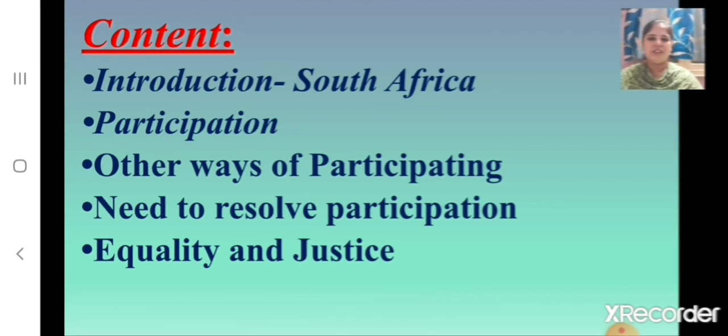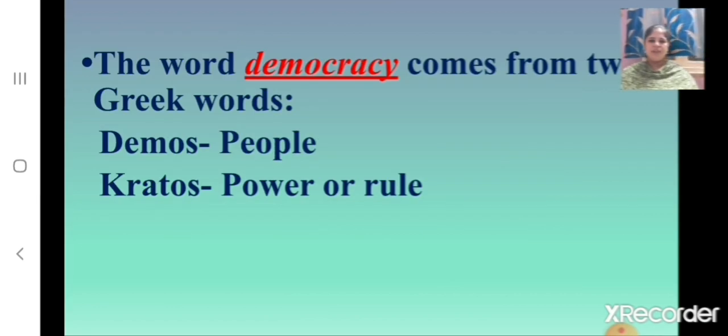So children, today we shall learn about South Africa and about participation, that is how people participate in the democratic process of the country. Children, what do you mean by democracy? Democracy means the government of the people, by the people and for the people.